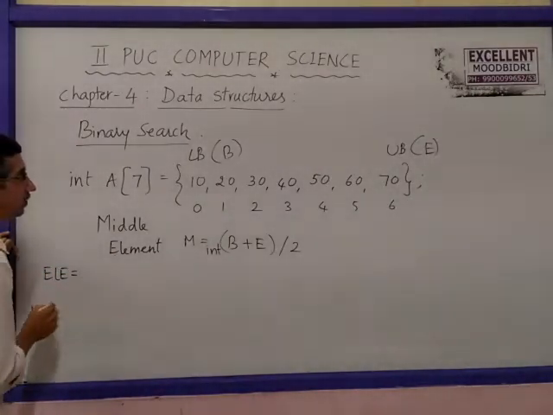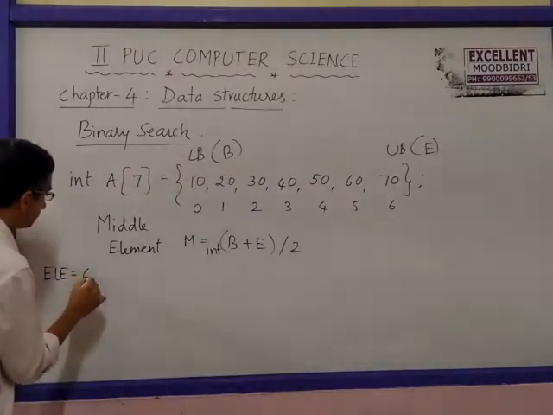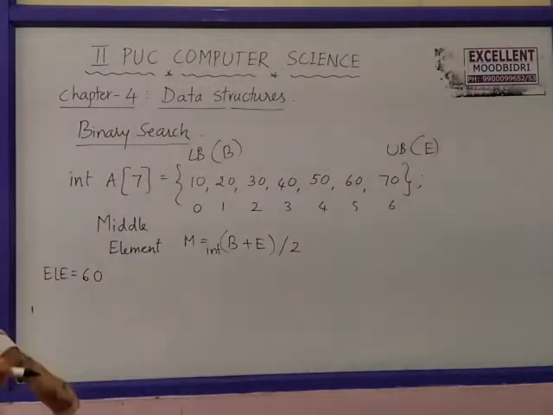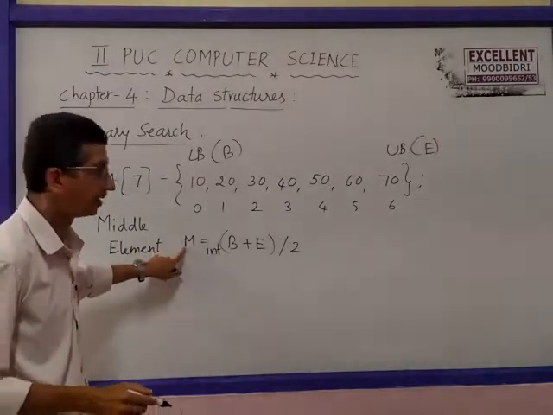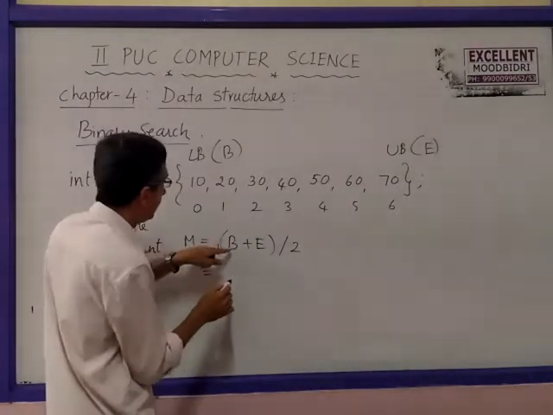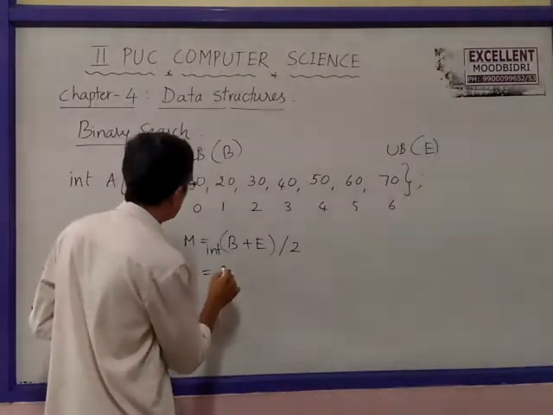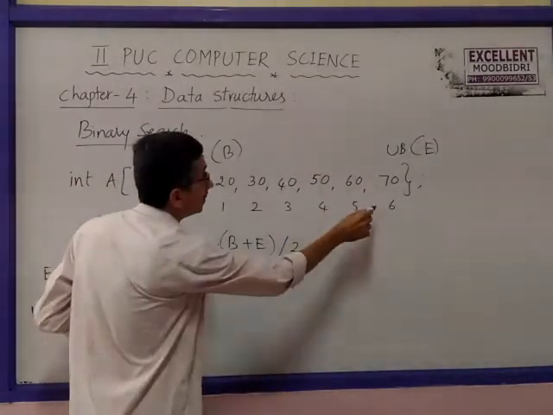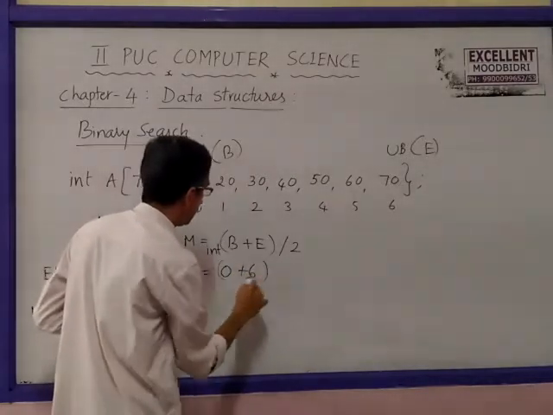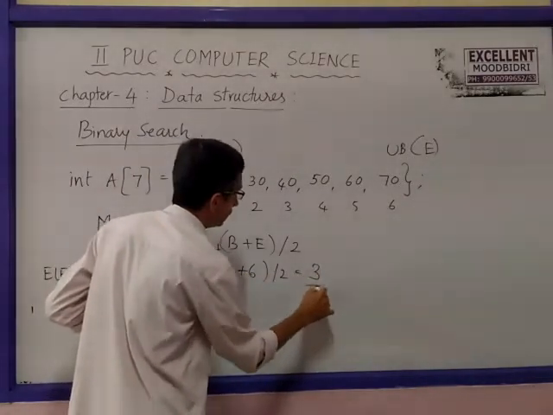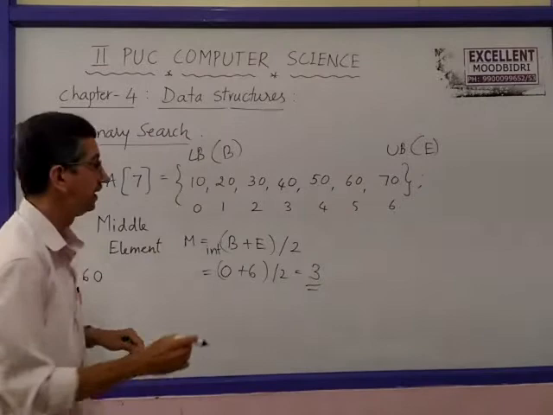Suppose the search item is equal to 60. Let us search for the item 60. Now the mid index is equal to beginning 0 plus end 6, so last index 6, divided by 2 is equal to 3. So 3 is the mid index.